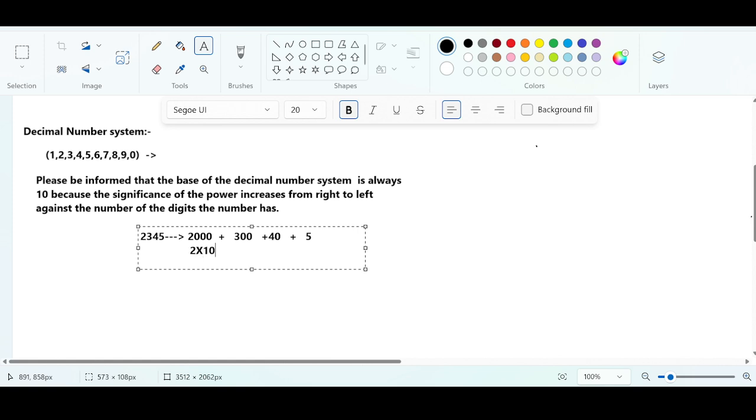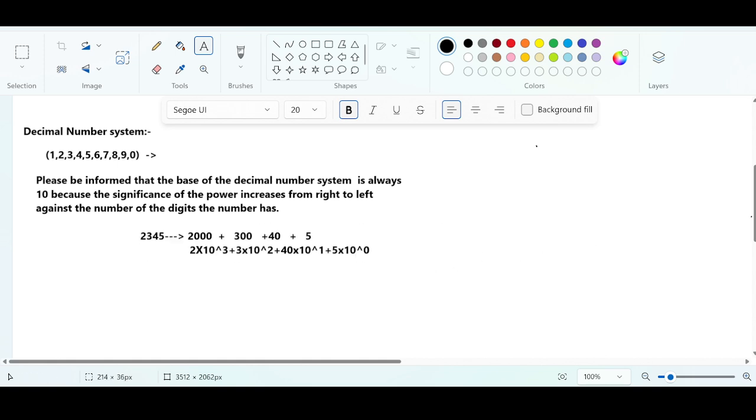2 into 10 to the power of what? 10 to the power of 3. So 2 into 10 to the power of 3, plus 3 into 10 to the power of 2, plus 40 into 10 to the power of 1, plus 5 into 10 to the power of 0.